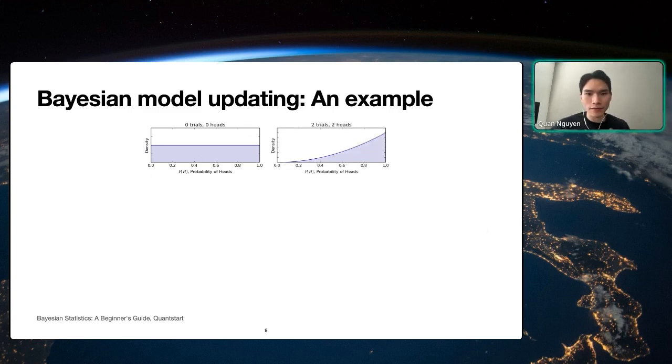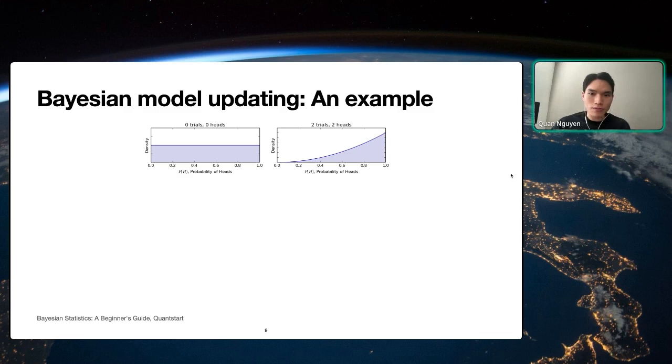So let's imagine that you flip it twice, and you get 2 heads. Both times you get heads. By using the Bayesian update rule that we saw in the previous slide, we don't need to go deeply into the math here, we will update the uniform distribution on the left to this more skewed distribution, where it assigns more mass to the right-hand side because we saw 2 heads after 2 flips, 2 trials. So naturally, we want to assign more probability to the fact that this coin is probably biased towards a large probability of heads.